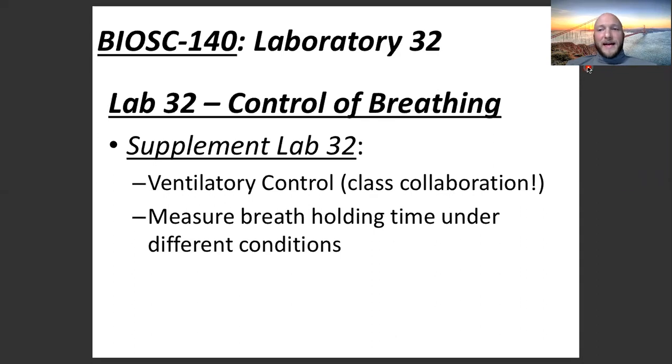So, in live class, we actually do this all as one big group. Most experiments, we break up into small groups or we do them individually. This one, we do all together.